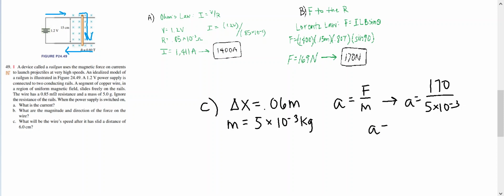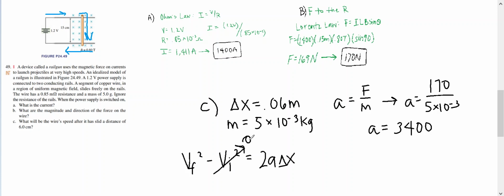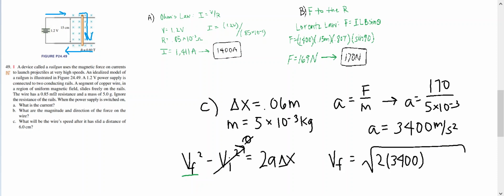We get an acceleration of 3,400. Now, if you pull another equation from Physics 1, we get one of our 3 friends, Vf squared minus Vi squared equals 2a delta x. We know that initial speed is 0. We're trying to solve for the final velocity. We get that the final velocity is equal to the square root of 2 times 3,400 meters per second squared. Don't forget our units. Times 0.06 meters.